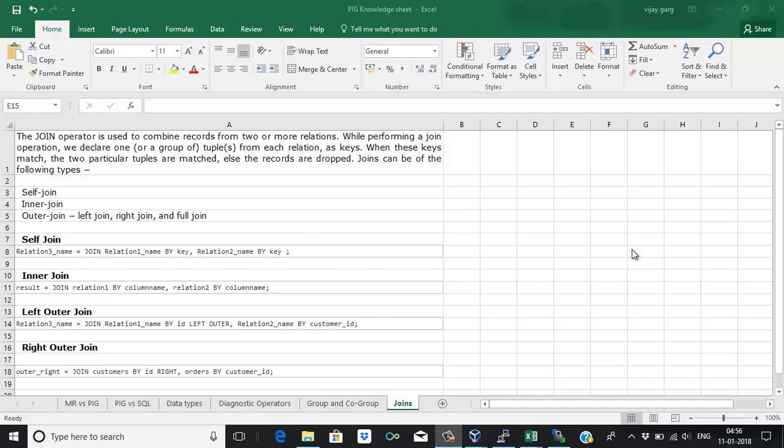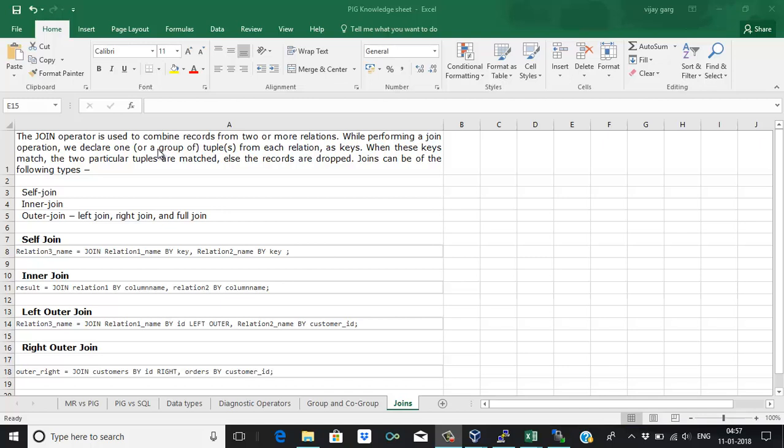So first of all, what does the join operator do? The join operator is used to combine records from two or more relations. At least we need two relations, or we can perform the join on a single relation also, but that is the self join. But if you want to perform the inner, left, or right join, then we need at least two relations. So we should have two input files which we can join.